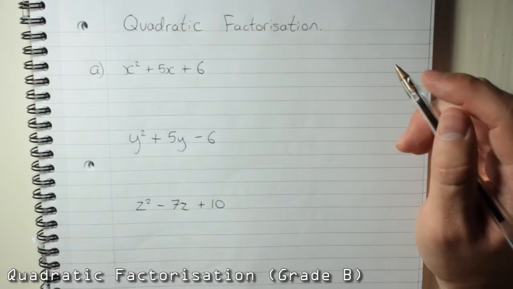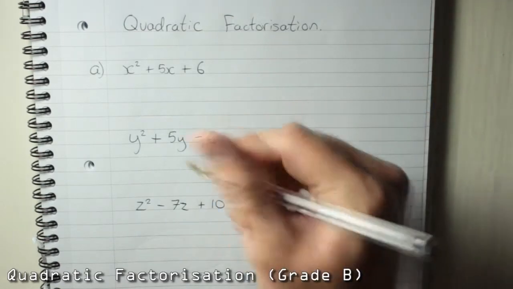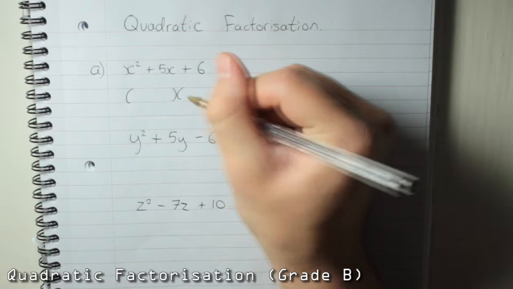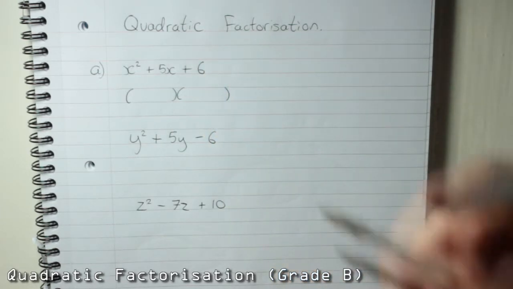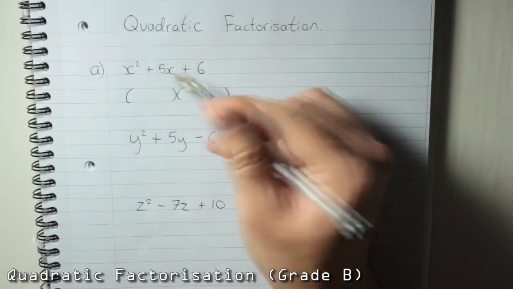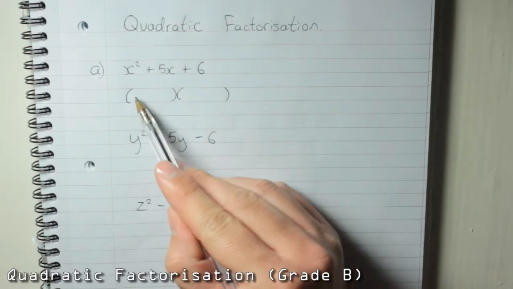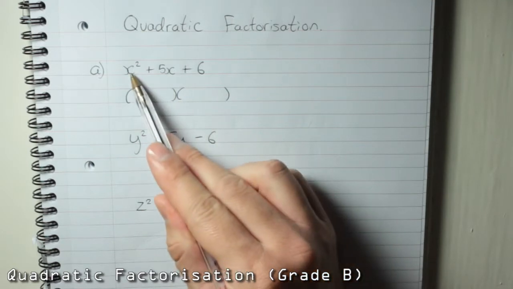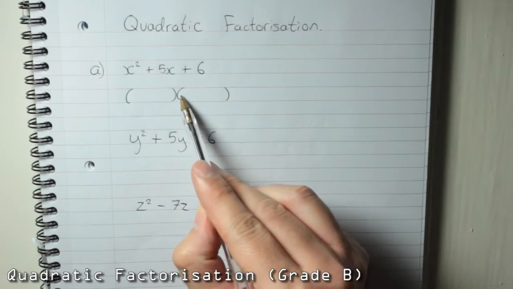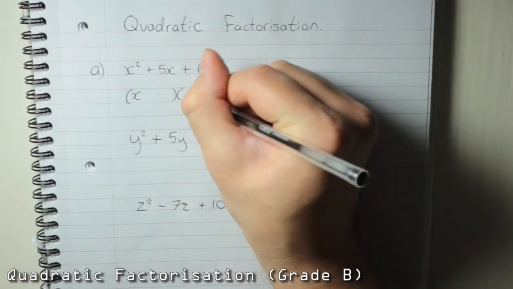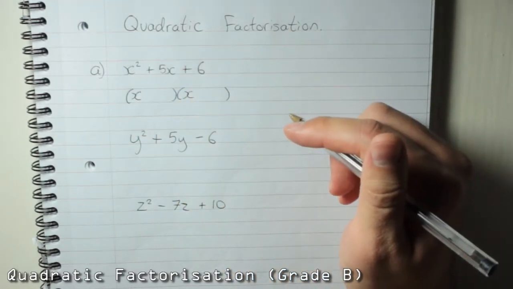I always start by writing in some empty brackets. Remember that factorisation is the opposite of expanding, and you should know how to expand double brackets. So now we're doing the opposite. We're putting this back into the brackets. That position there would usually multiply by this position here to give that x squared. So they will both have to be x, because x times x is x squared. So I'm going to write x in there and there. So we've got x times x.